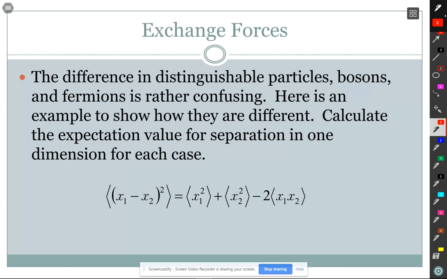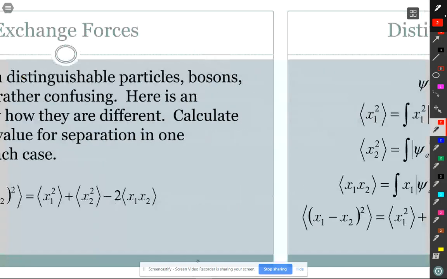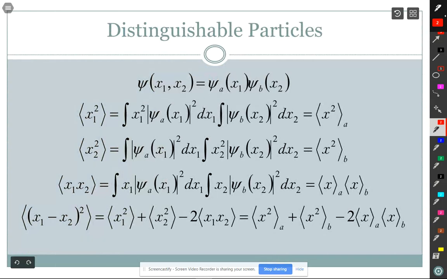So if we take that and we do it for each of 3 different ensembles, first we'll do distinguishable particles. Distinguishable is like this electron belongs to this hydrogen atom, this electron belongs to this hydrogen atom. I can tell them apart. Or, it could be, this is the blue electron, this is the red electron. Something where I can distinguish them.